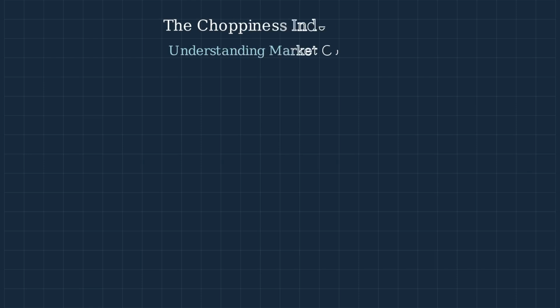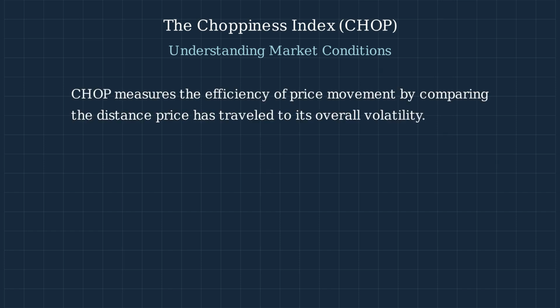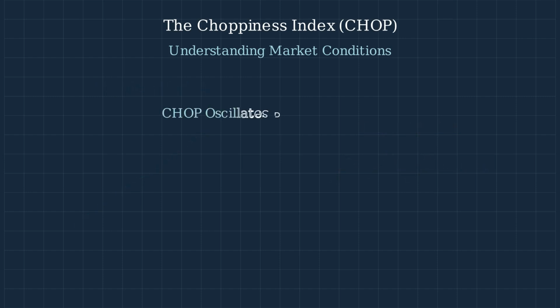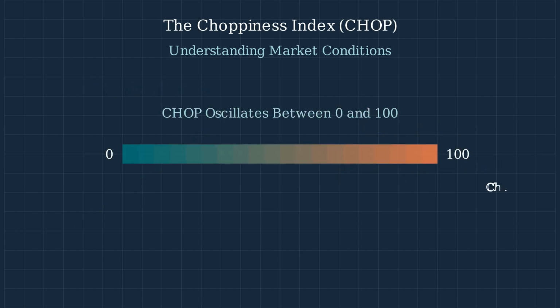The Choppiness Index, or CHOP, is a technical indicator designed to determine market conditions. CHOP measures the efficiency of price movement by comparing the distance price has traveled to its overall volatility. CHOP distinguishes between trending markets with directional price movement and choppy or consolidating markets where price moves sideways. The Choppiness Index oscillates between 0 and 100. Lower values indicate a trending market, while higher values suggest a choppy or sideways market.